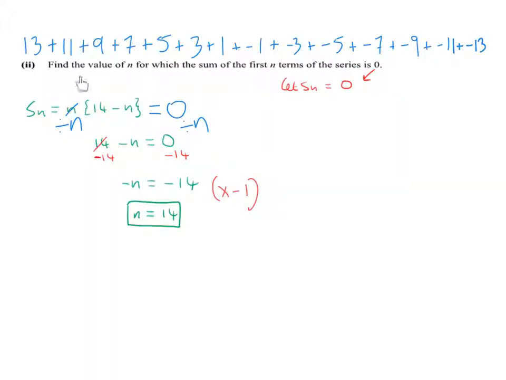So we're asked to find the value of n for which the sum of the first n terms of the series is 0. And we worked that out to be 14. So if we were to add together the first 14 terms of this series, we would end up with 0. So n is equal to 14.